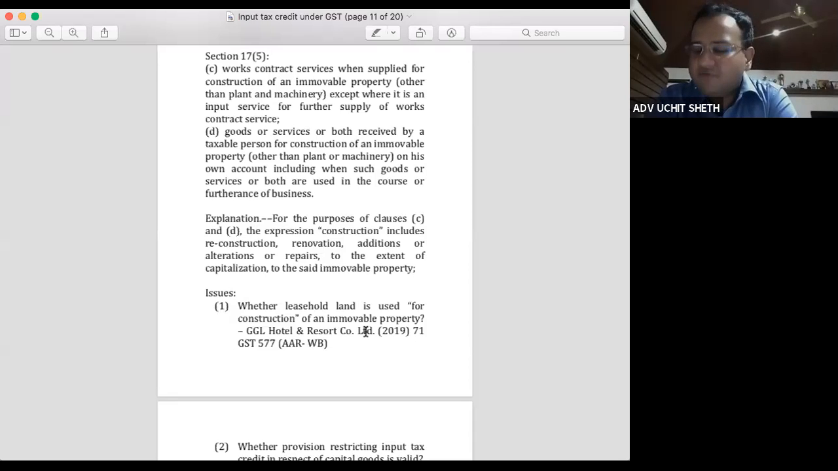The phrase "for construction" cannot be interpreted in such a manner. When the provision says for construction of an immovable property, it has to be directly related to the construction of immovable property. The leasehold premium which I pay is only for getting the leasehold land. It has nothing to do with the construction activity of the immovable property, and therefore I should be entitled to input tax credit on the leasehold premium.